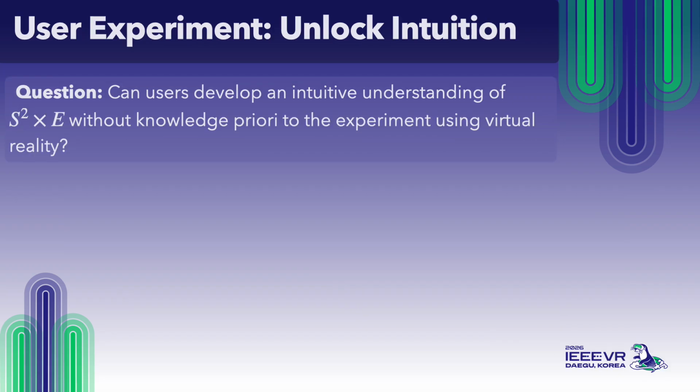Based on these observations, we designed an experiment whose goal was to explore the possibility for users to develop an intuitive understanding of S2 cross E through virtual reality without knowledge prior to the experiment and without using any mathematical formalism. Our objective was not to teach advanced mathematics per se, but to explore whether embodied interaction within a simulated version of S2 cross E can enable non-experts to grasp some of its key spatial properties through direct experience.